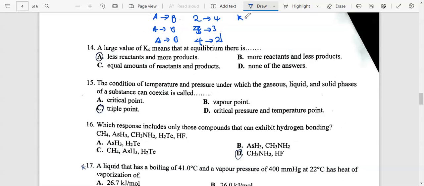So for the first reaction, Kc is given by the concentration of product divided by the concentration of reactant. So 4 over 2, that is going to give us a 2. For the second one, the Kc is going to give us 1. Okay, that means that something is at equilibrium. And then for the last one, Kc, the product divided by reactant, that will give us 1 over 2. Okay, this means that a large value of Kc, this is the largest value, means that you have got more product and less reactants. So that is A.